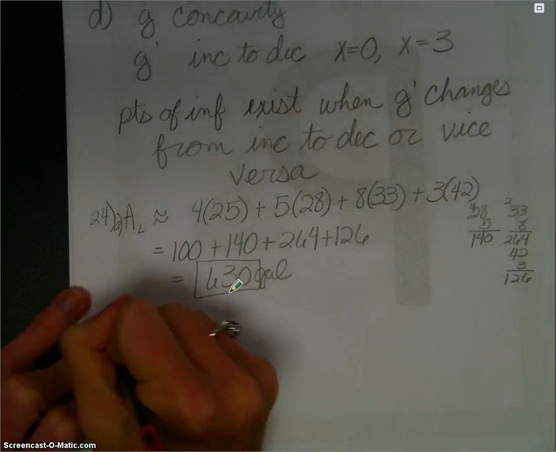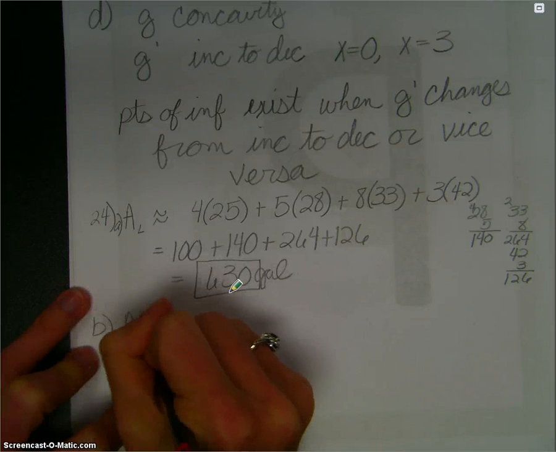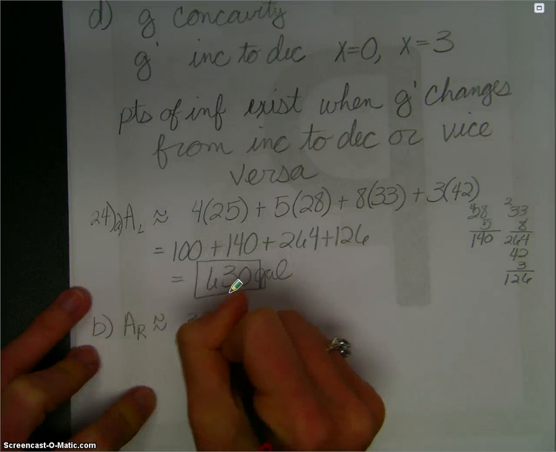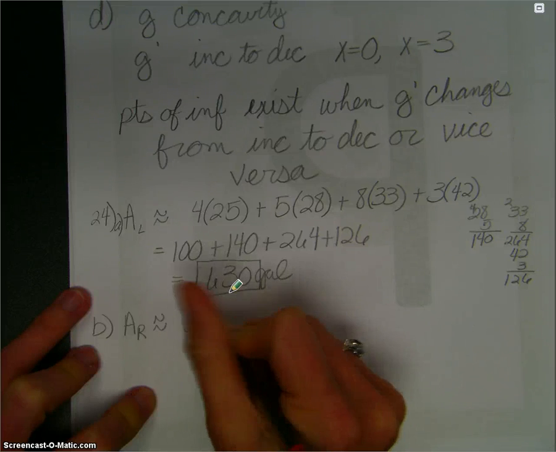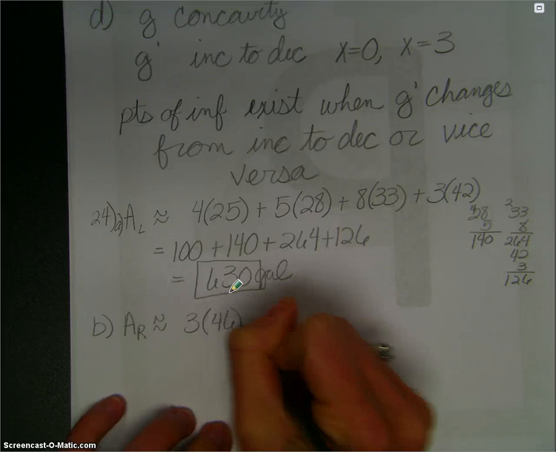Okay, the only difference on part B is that now I'm coming from the right-hand side. So I'm going to use the same bases, but I'm going to come from the right. From 20 to 17, I have a base of 3, and then on the right-hand side, I have a height of 46.